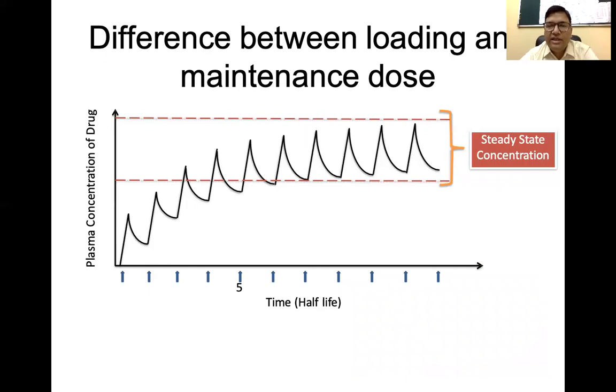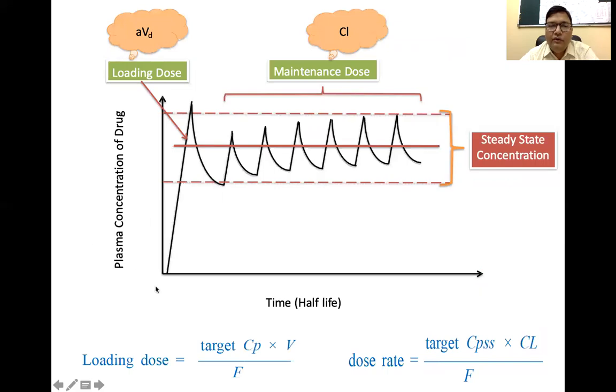To overcome this lag period, we give a loading dose, which is a high amount of the drug, so that within a very short time we achieve the steady state concentration. Then we continue with the maintenance dose so that the steady state concentration is maintained. So this loading dose will depend on the volume of distribution.